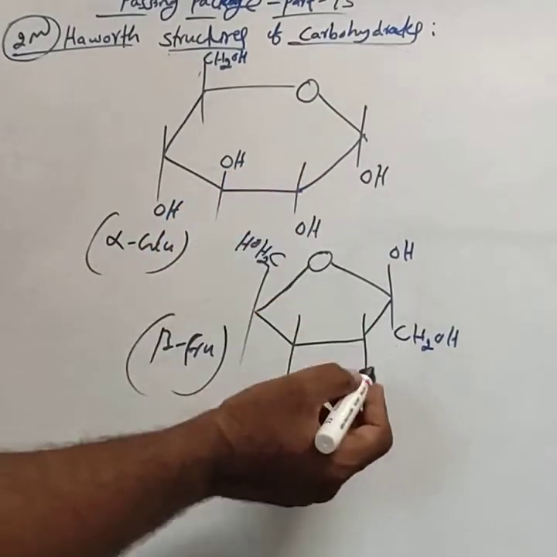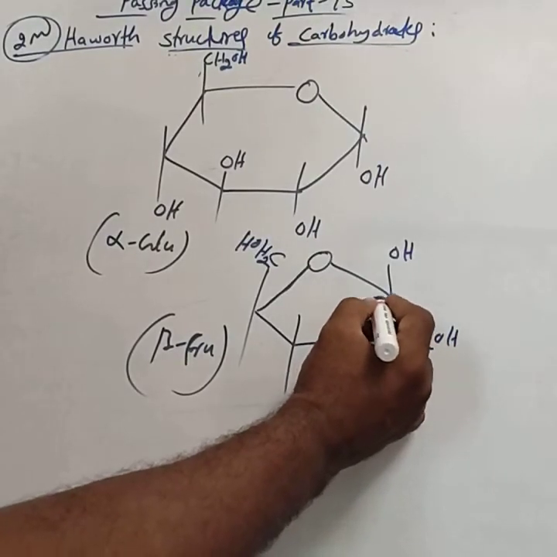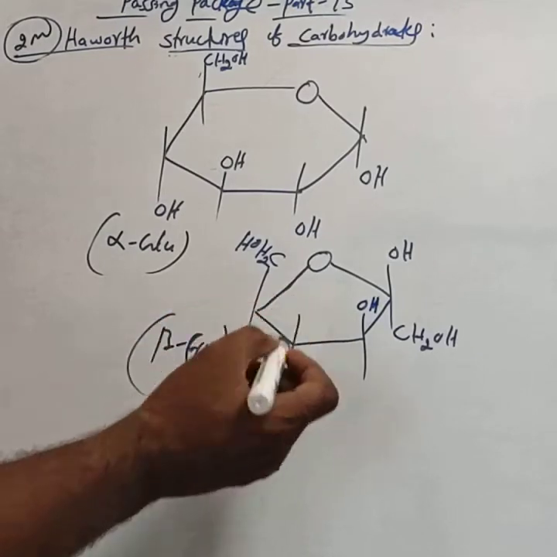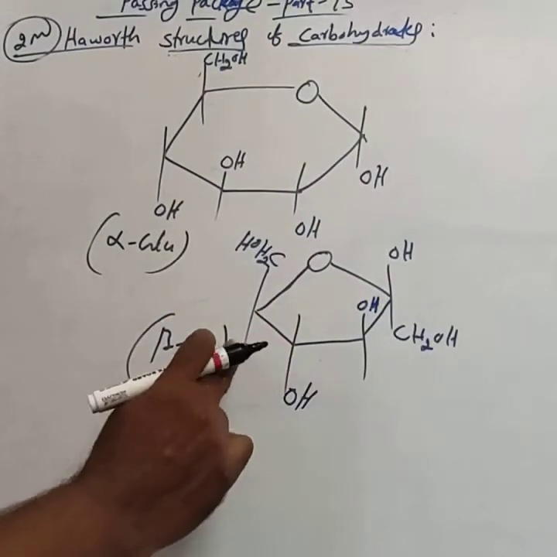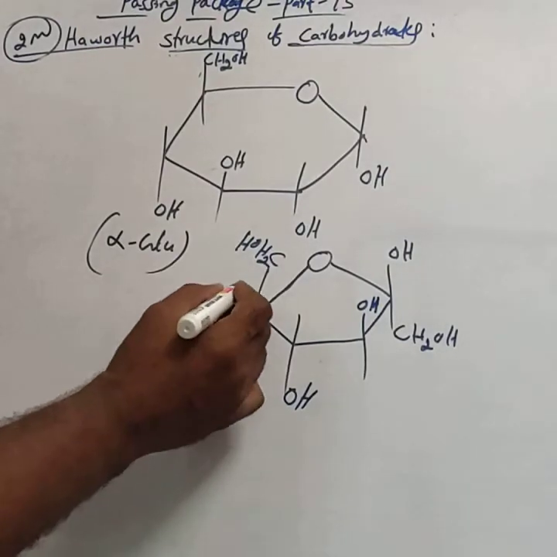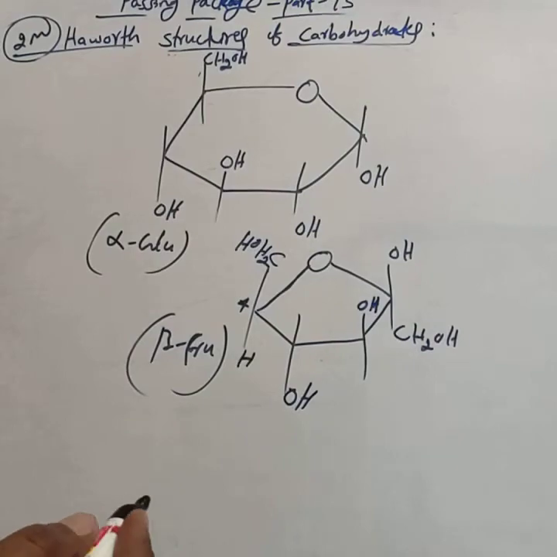Then these corners are opposite to that of the glucose. In the glucose, this position is below; here you consider it above. And in the glucose, this corner is OH above, here OH below. And while writing the fructose, this corner should not contain OH, here only a hydrogen atom. This is the beta fructose.